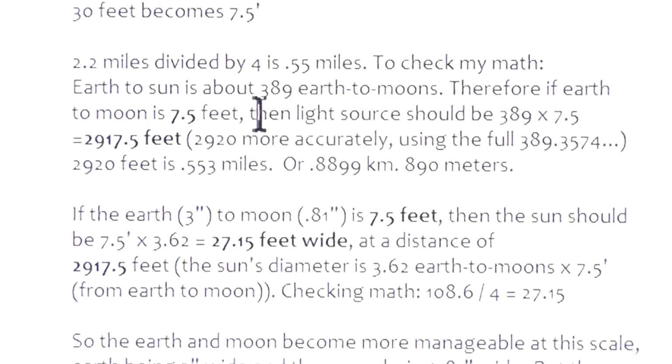Therefore, if Earth to the Moon is 7.5 feet, then the light source should be 389 times 7.5, which is 2,917.5 feet away. It's more accurately 2,920 feet, if you use the full decimal, 389.3574. Anyway, 2,920 feet is 0.553 miles, which is basically what we have up here. In other words, it's 0.8899 kilometers, or 890 meters away.